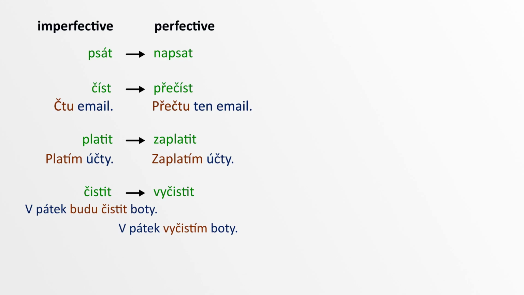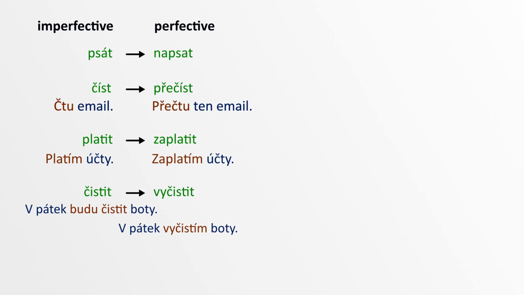Čistit, vyčistit. V pátek budu čistit boty. That is the imperfective verb čistit in the future tense, meaning I will be cleaning the shoes on Friday. So I'm saying that on Friday I will be in the process of cleaning shoes. But I'm not saying the action is going to be completed. V pátek vyčistím boty. I'll clean the shoes and finish it on Friday. The focus is on completion. The shoes will be clean when I'm done.